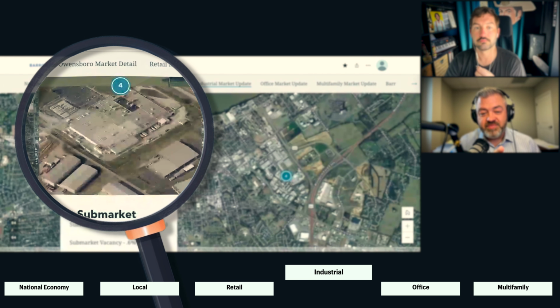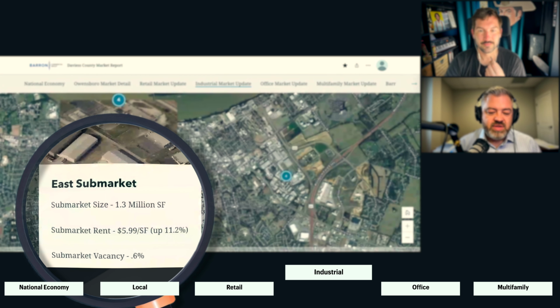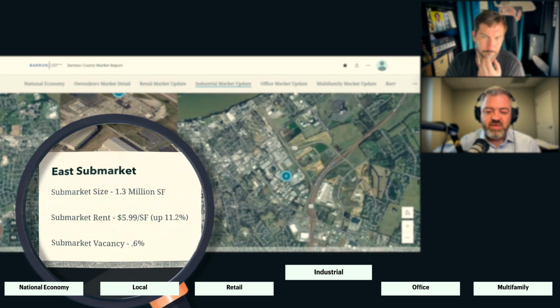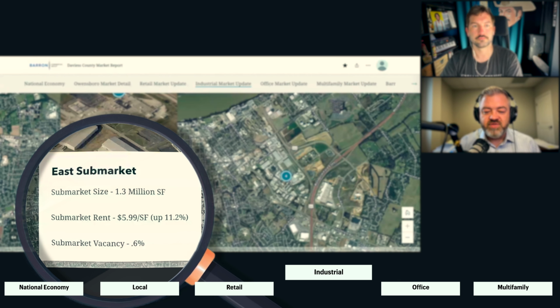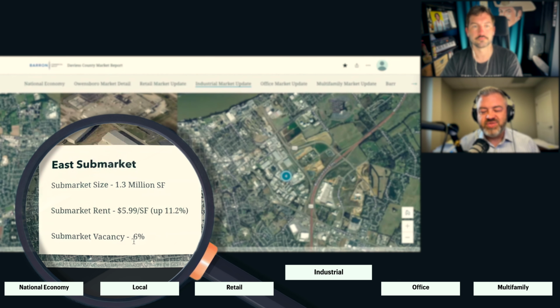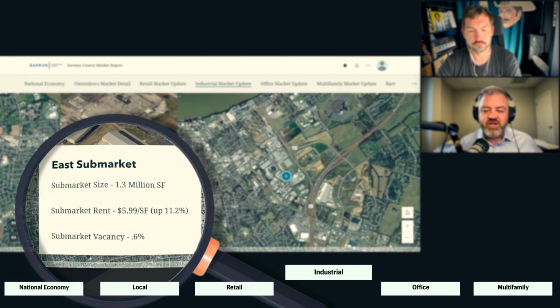And then here's the Ragu plant. That's a picture of it right there. This is the east side of town. There's 1.3 million square feet. This is older product. This is probably the oldest industrial area of town. Its rents are lower because the product is older. So those buildings are just under $6 a square foot, also up over 11%. And we only have 0.6% vacancy here. So a very, very tight submarket.